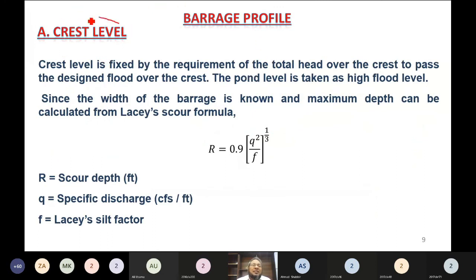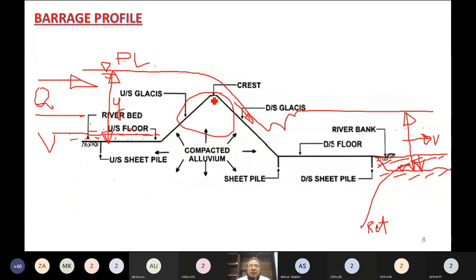The first thing is the crest level, how we have to fix the crest level. This one, how we have to find this level, the crest level of the barrage. How do we find it? What should be the approach?